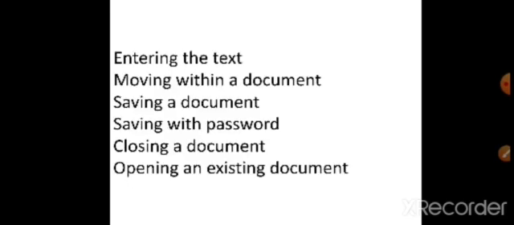The next one is how to enter the text. Once a new document is opened, the text can be typed in the blank area of the screen. As the text is typed, it appears on the screen and the insertion pointer moves to the right. When the text reaches the end of the line, the word is automatically wrapped to the next line. This feature in any word processor is known as word wrap.